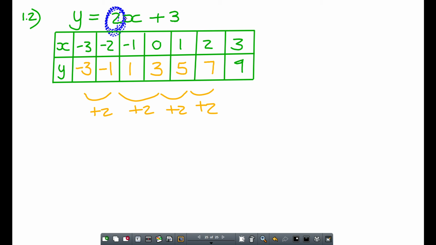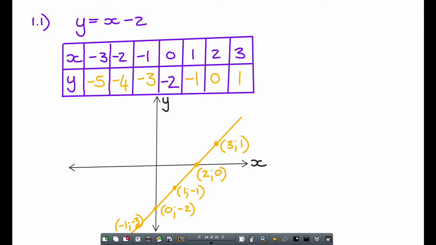I just taught you a cheating method. Listen, I want to show you the other one as well. Have a look at the previous example. My gradient was, sorry, my gradient was positive 1. Have a look. That plus 1 gives me minus 4. Plus 1, minus 3. Plus 1, minus 2. Plus 1, plus 1, plus 1. Good. But it's only when it's consecutive numbers.